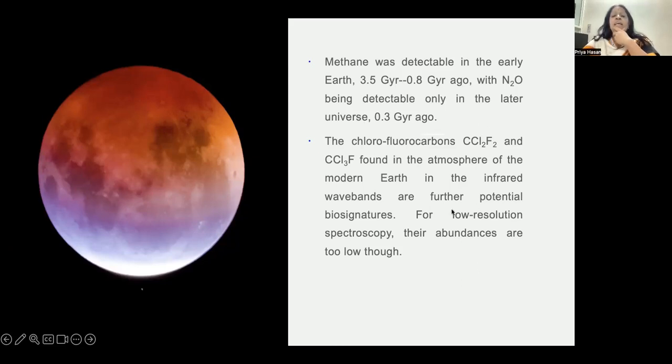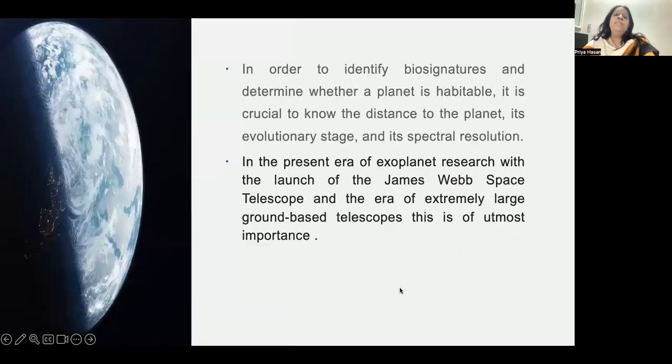Another important indicator are the chlorofluorocarbons, CCl2F2 and CCl3F. They are found in the atmosphere of modern Earth in the infrared wave bands, and they are potential biosignatures. But for low resolution spectroscopy, their abundances are actually too low. And therefore, the big problem is that in order to identify biosignatures and determine whether a planet is habitable, it's crucial to know the distance of the planet, its evolutionary stage, as well as its spectral resolution.